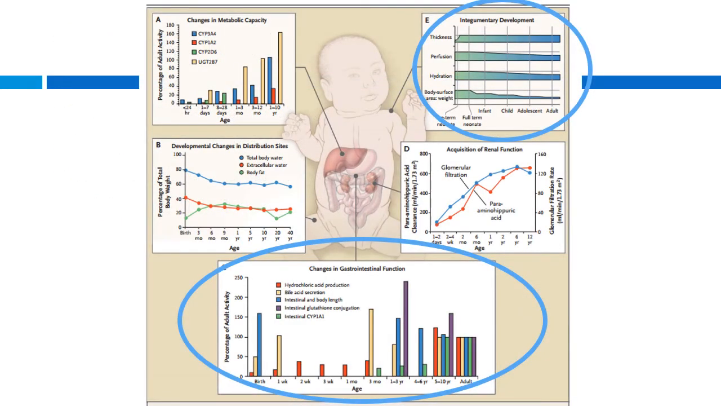So just to give you an idea of some of the things we'll talk about as far as the kinetics and how they change with pediatric patients, the first thing we want to talk about is going to be things in regards to absorption. So we're going to look at things like the GI function for the patient, and also development of the integumentary system.